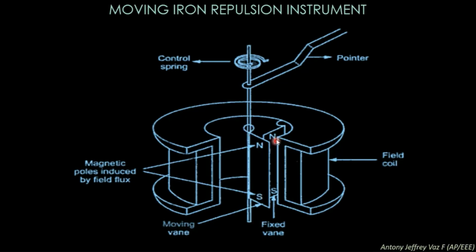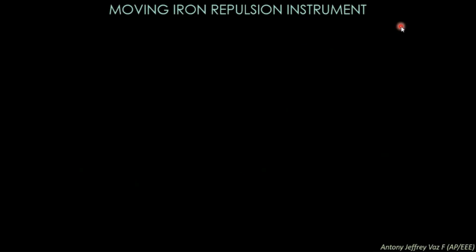The repulsion created by the vanes helps to turn the pointer, which moves over the graduated scale. The amount of current or voltage being measured is indicated by the scale with the help of the repulsion created by the vanes, and this repulsion is approximately equivalent to the current flowing in the circular coil. So if you provide the current, the repulsion will be equal, and the pointer will move along the scale and show you the reading of the value.